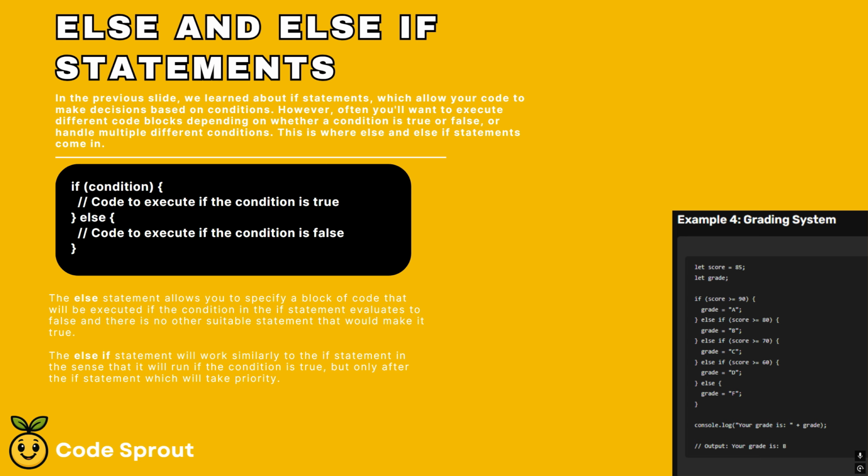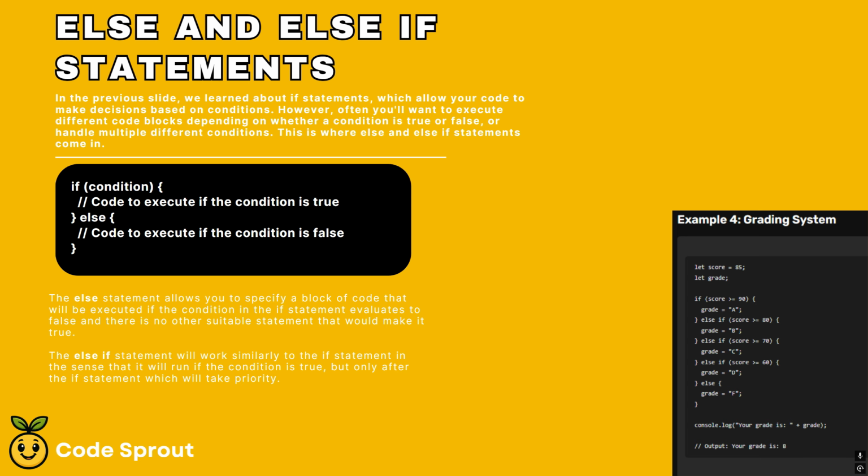A good example of else and else if statements can be through this grading system program. This grading system program has an initial number variable called score, which is set equal to 85. Following that, we have an if statement that evaluates if the score is greater than or equal to 90, and then our grade variable will be changed to an A. Following that, we have three else if statements that evaluate if our score is greater than or equal to 80, 70, or 60. And based on these conditions, whichever one is satisfied first, that would be the grade that we are given.